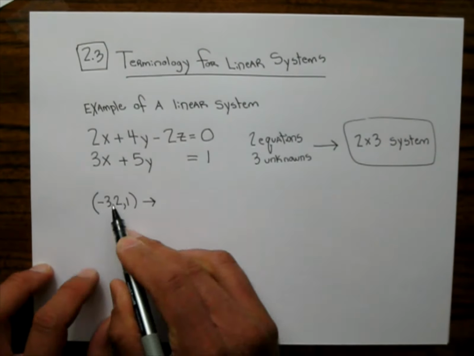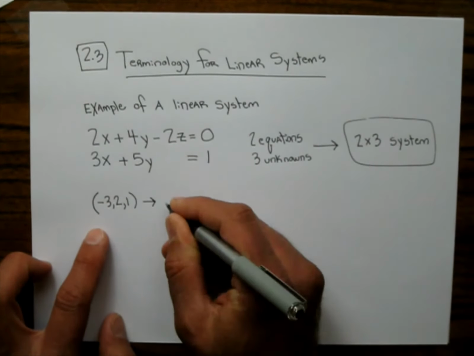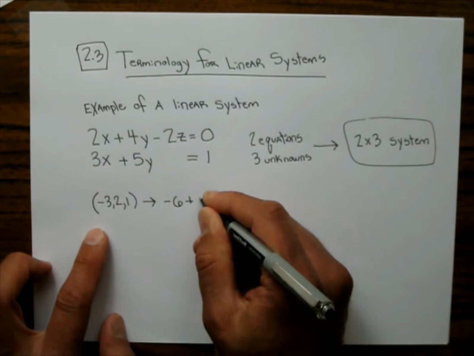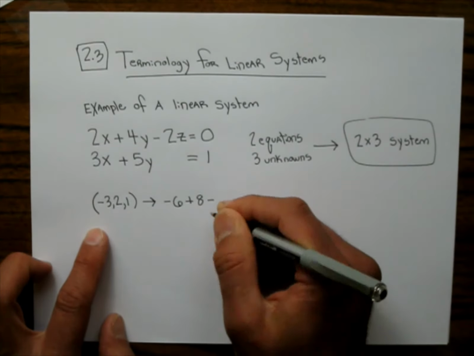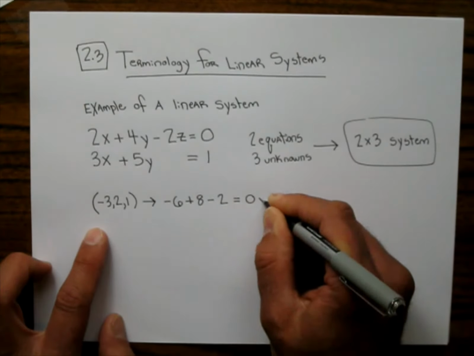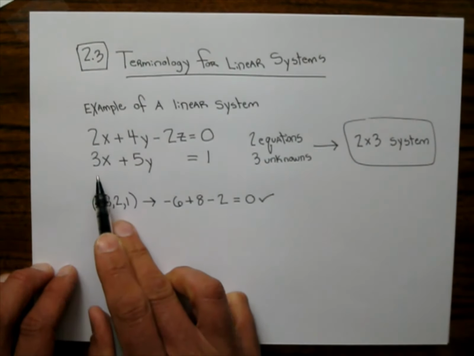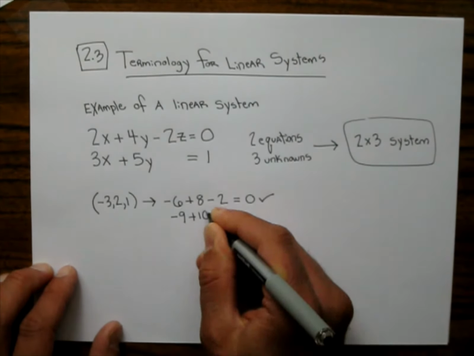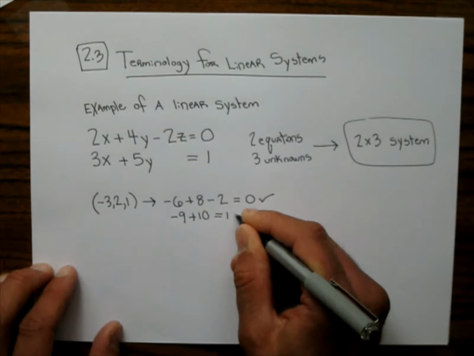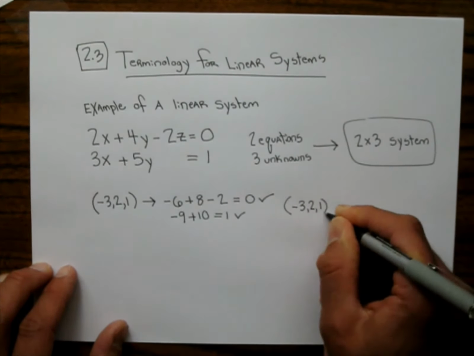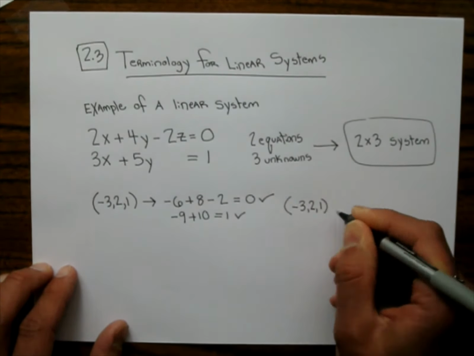This is going to be 2 times -3, which is -6, plus 4 times 2, which is 8, and then -2 times 1, which is -2. This actually gives me 0. That one checks off. And the second one is -9 plus 10. This gives me 1. So this would mean that (-3, 2, 1) is a solution.